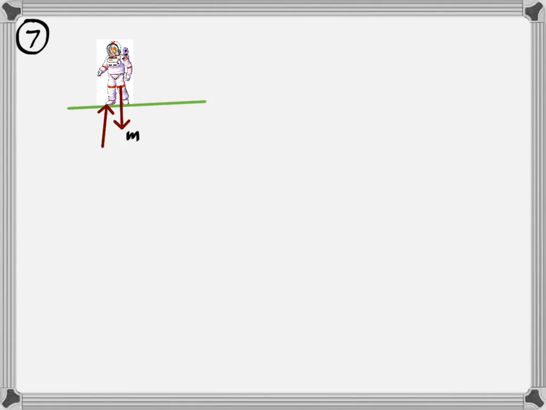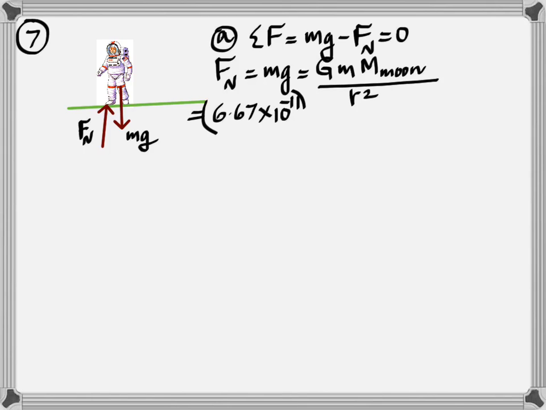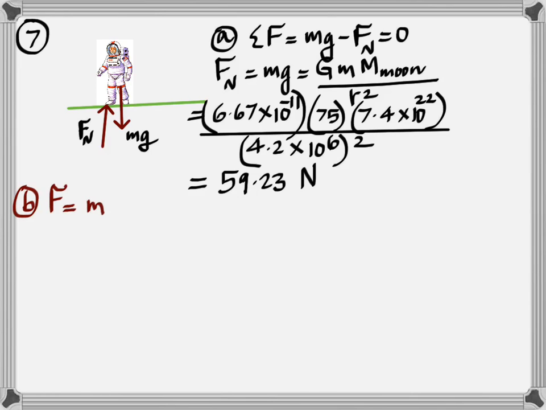In question 7, the apparent weight is going to be the normal reaction. And in this case, the net force along the y-axis is mg minus Fn is equal to 0. And the weight can be given by G M m by r squared. So plug in the masses of the moon and the astronaut and radius squared, and you get the apparent weight as 59.23. And that is because it was moving at constant velocity. There was no acceleration. Just remember that there's no acceleration. That's why this term was 0.